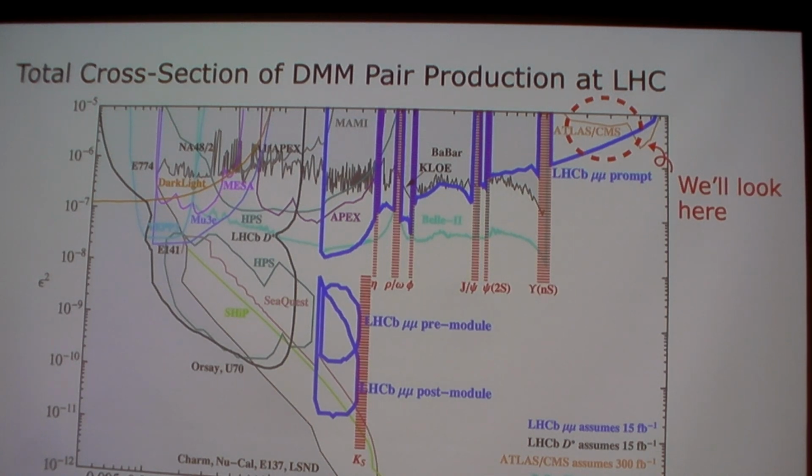Then, let's see. Sorry, what do you look for in your slide? You go to dark photon and dark photon to what? You usually make quirks that have tiny couplings to photons.